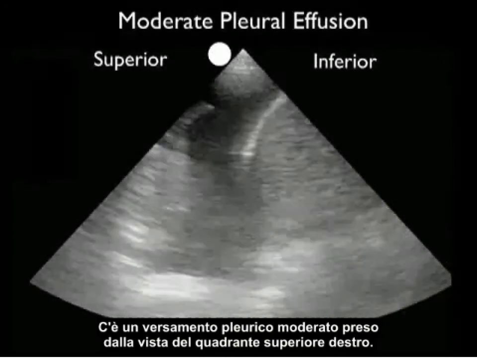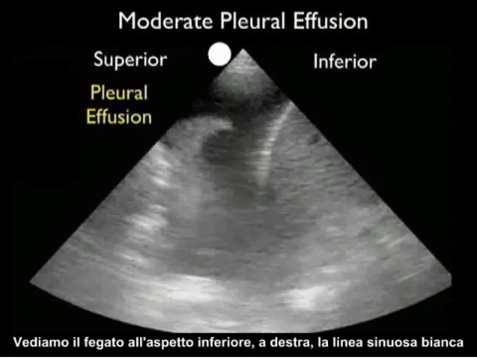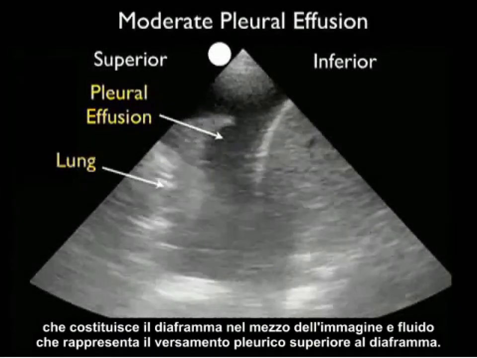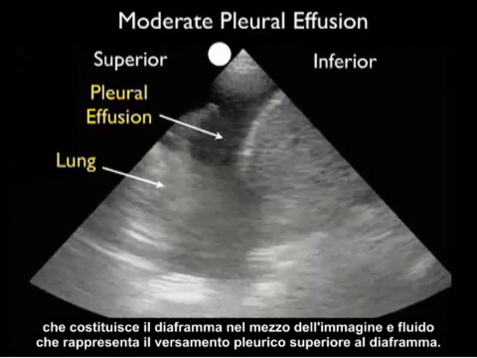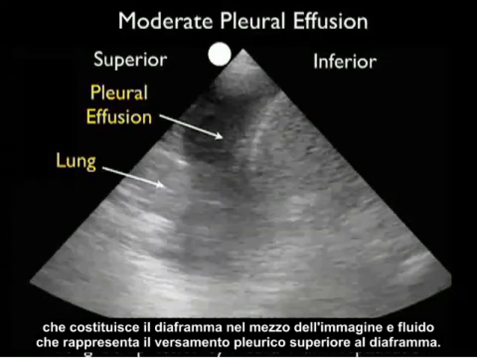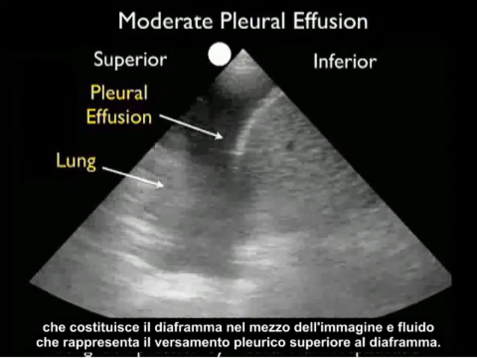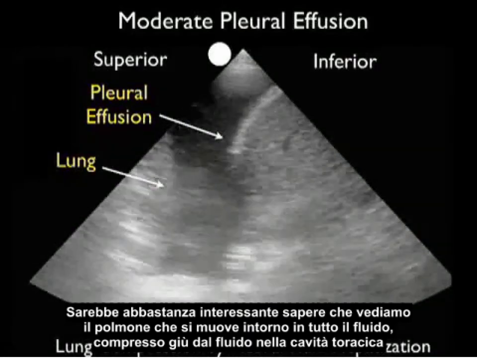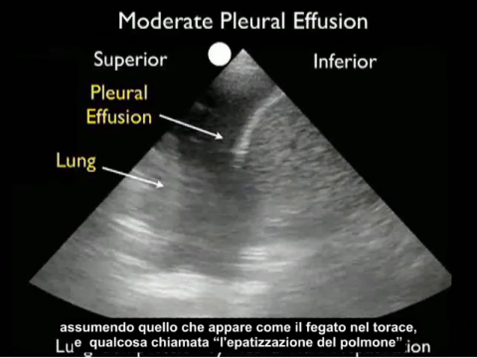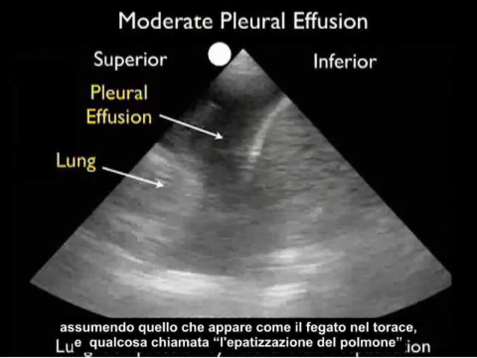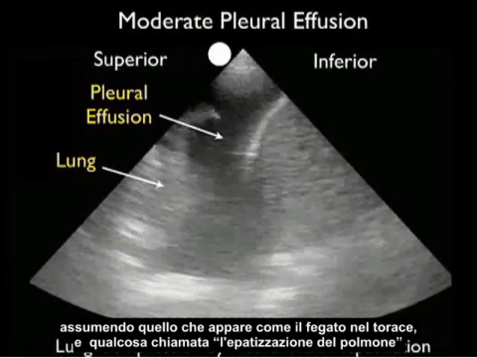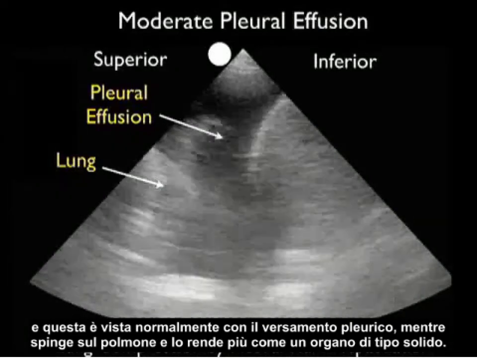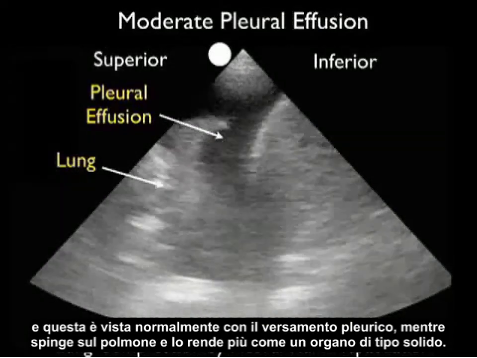Here's a moderate pleural effusion as taken from the right upper quadrant view. We see the liver to the inferior aspect, or to the right, the curving white line making up the diaphragm in the middle of the image, and fluid representing a pleural effusion superior to the diaphragm. Interestingly enough, we see the lung moving around and compressed down by the fluid within the chest cavity, taking on what appears like a liver within the chest, in something called hepatization of the lung. And this is commonly seen with a pleural effusion as it pushes in on the lung, making it more of a solid type organ.